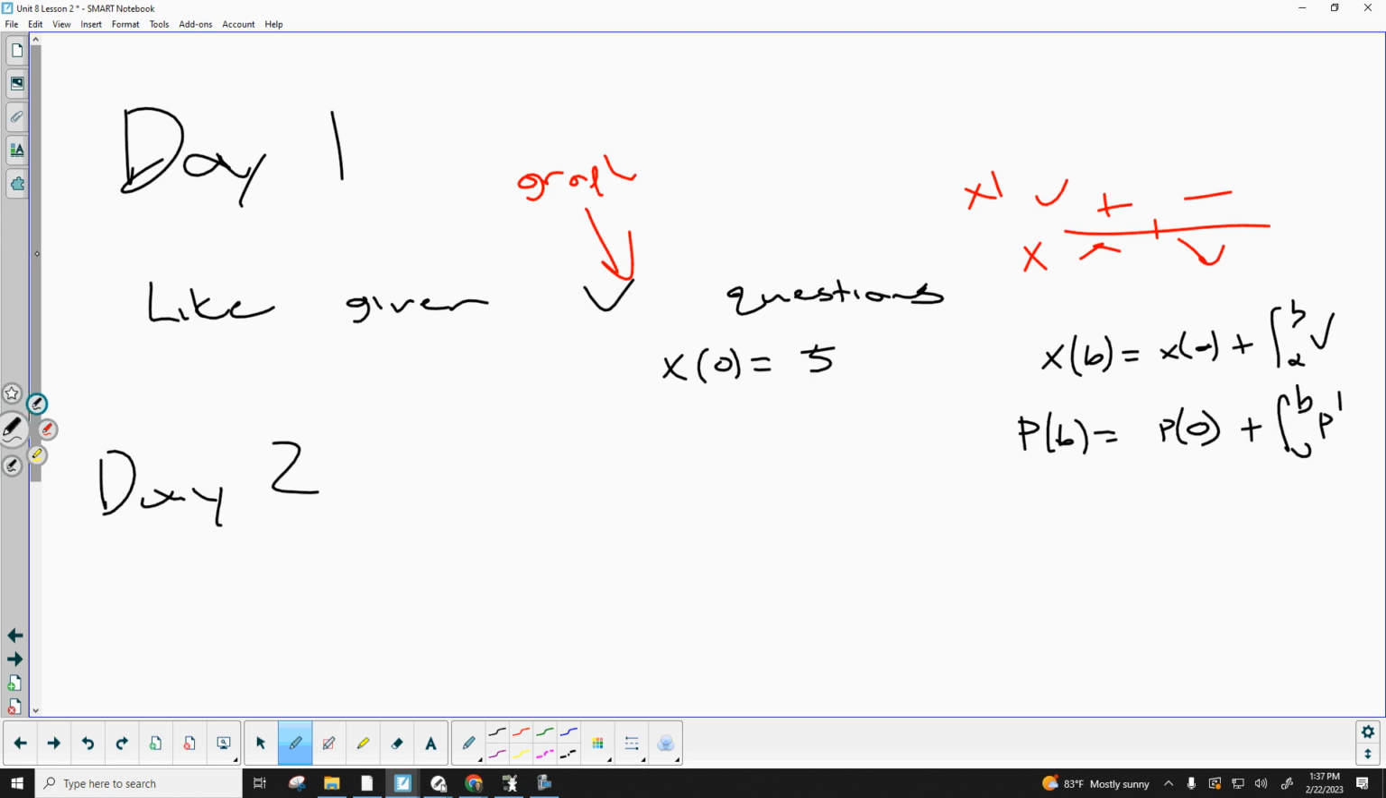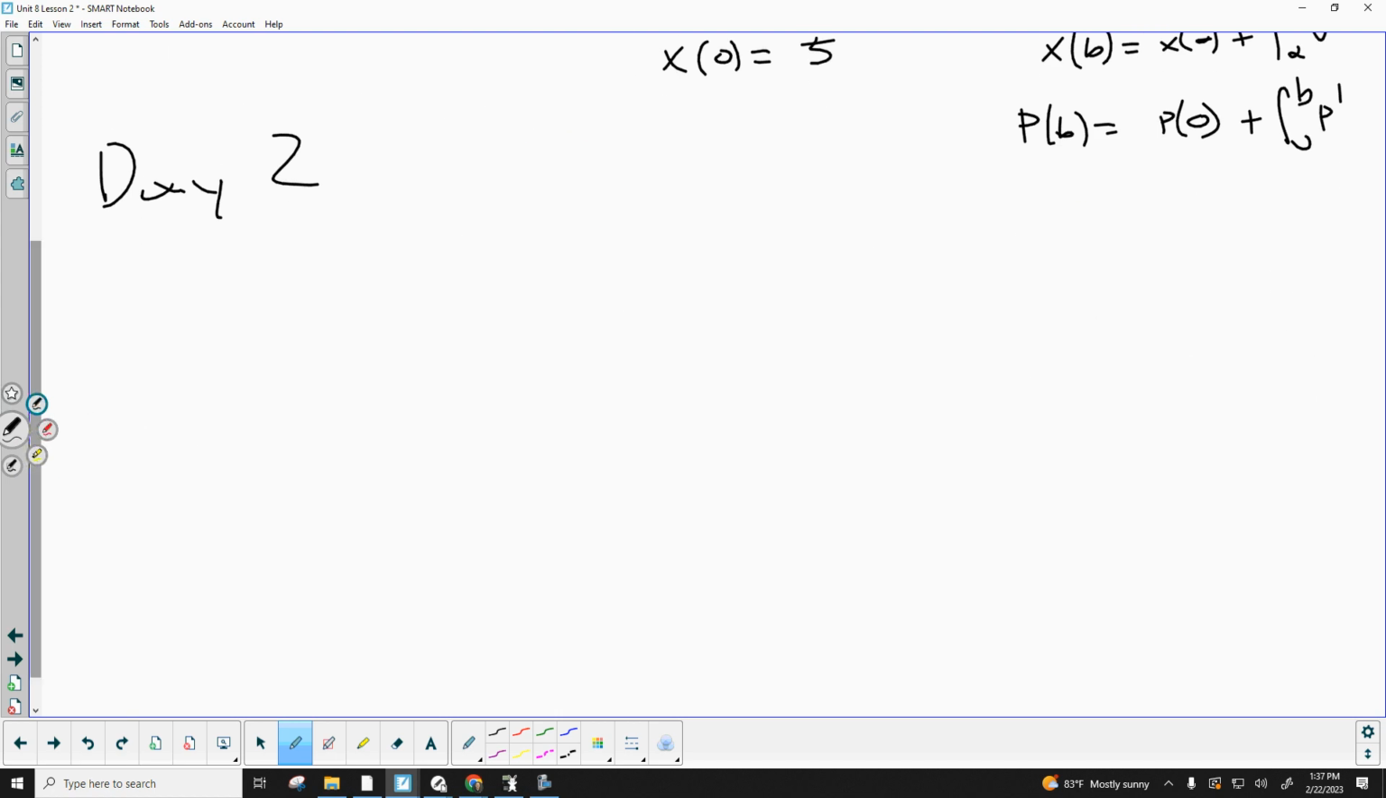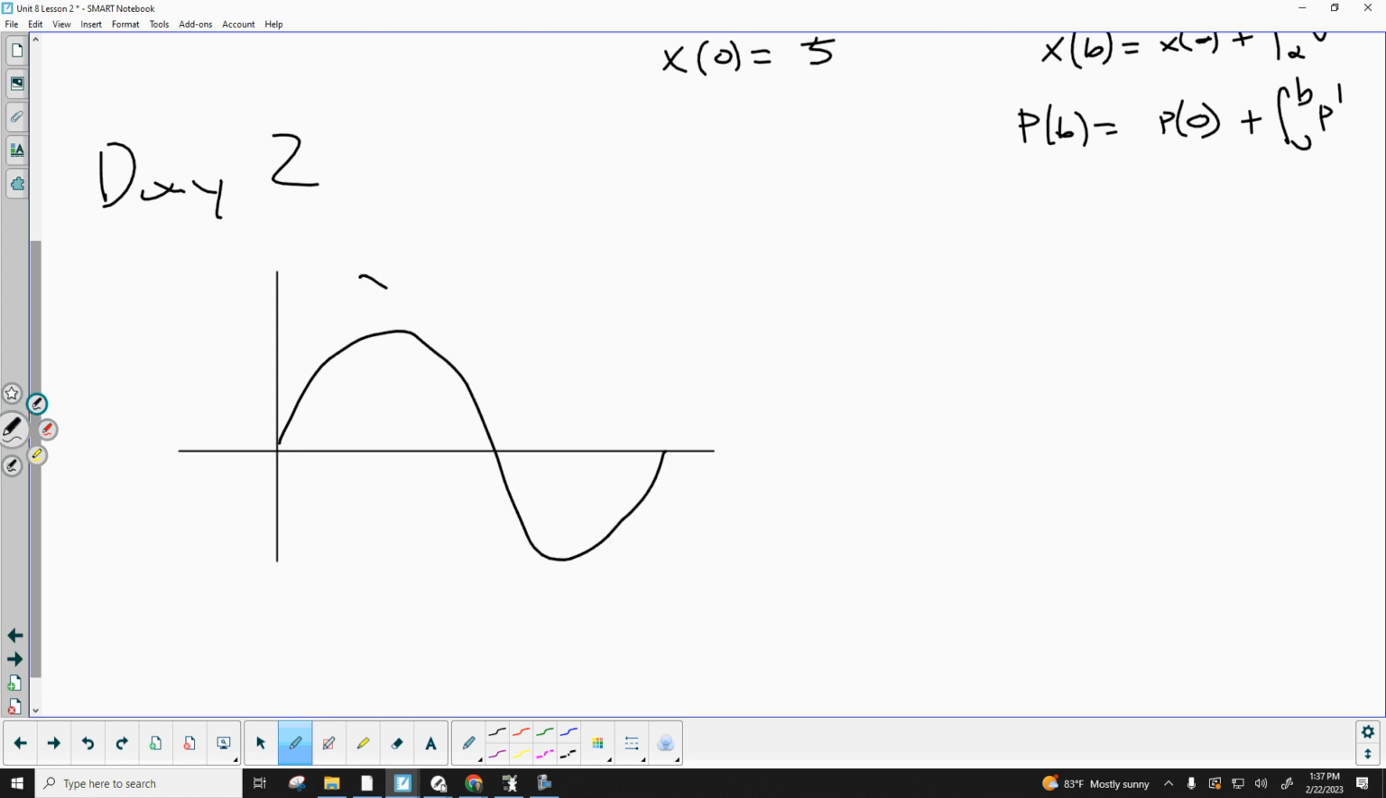Guys, day 2 is just like the questions you had on your test, where the graph of v was given and the areas were given. You guys love those problems, right? If I told you this was 1 and this was 2, and I told you x of 2 was 4, you guys tell me some other positions. You guys tell me a max. You guys tell me a min. Go.